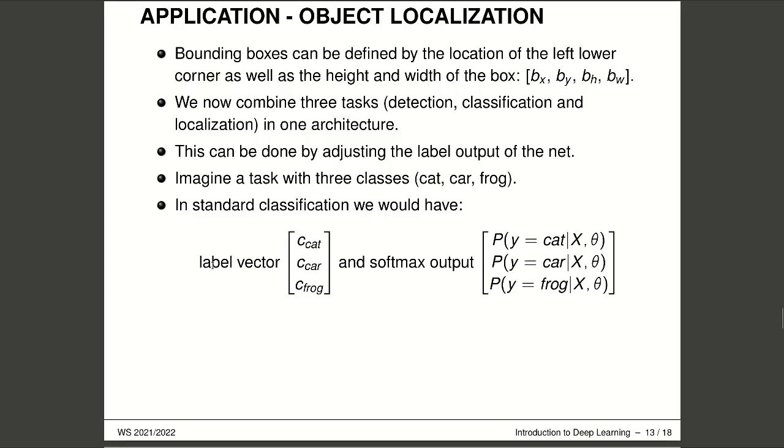In order to solve the classification task, we have a label vector for three classes. Now imagine we would like to solve this problem for three classes: cat, car, or frog. Therefore, we have a label vector for each class, and our softmax output can be the probability of y equal cat given x for the learnable parameter theta. Similarly for car and frog.